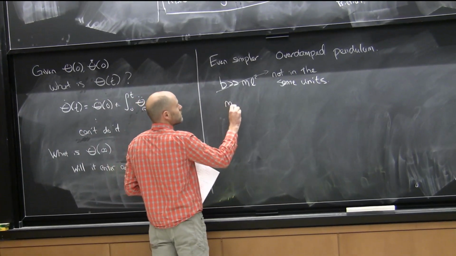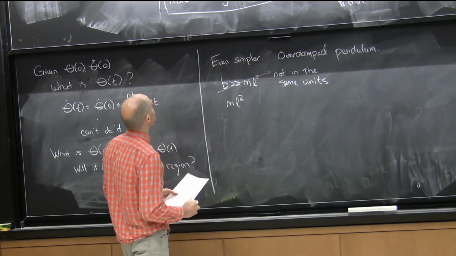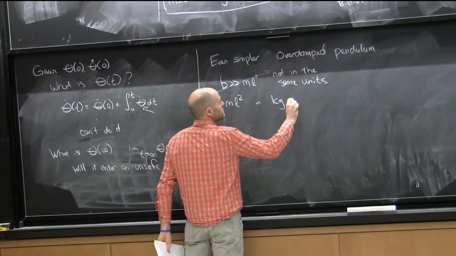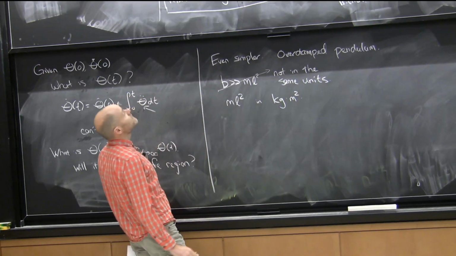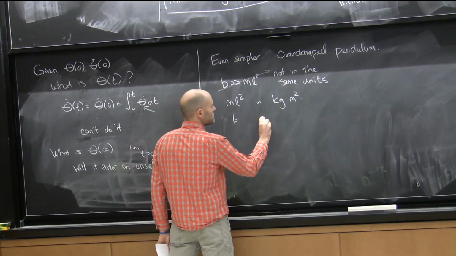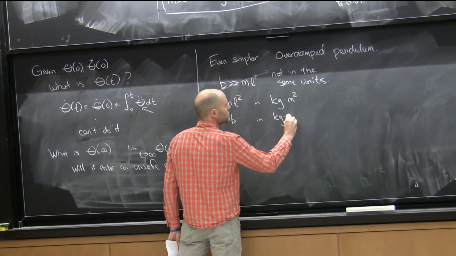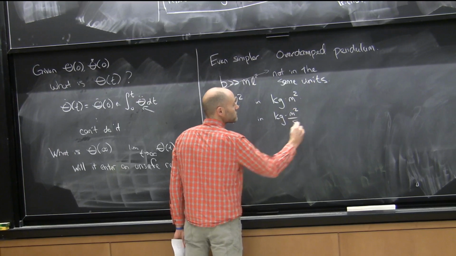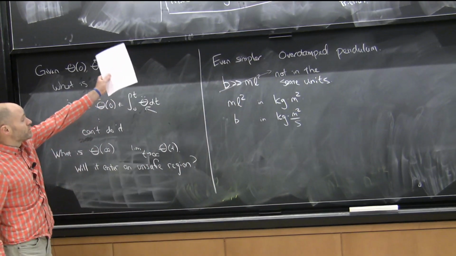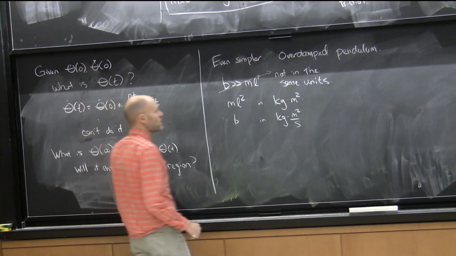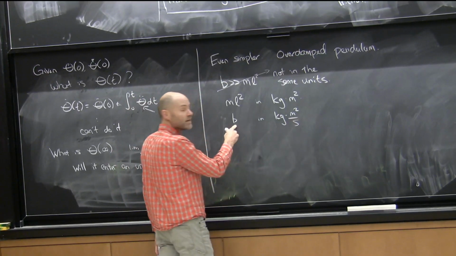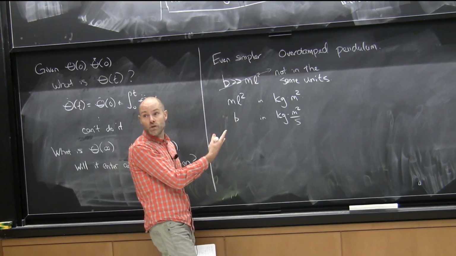So what units are ml squared in? That's obviously kilograms meters squared. The units of B are actually kilograms per meters squared over seconds. It's kind of a weird one, but that's what it is. Okay. So in order to compare those two, I need to get a factor of 1 over second to put them in the same units.